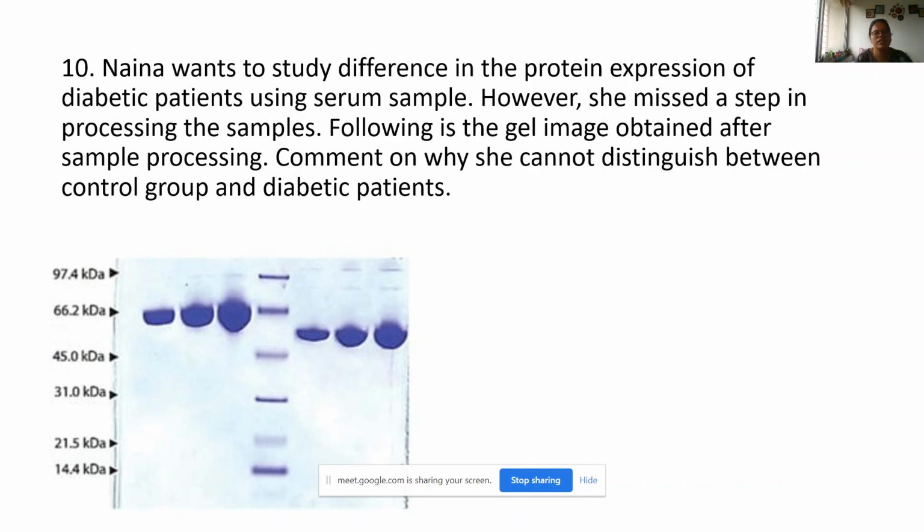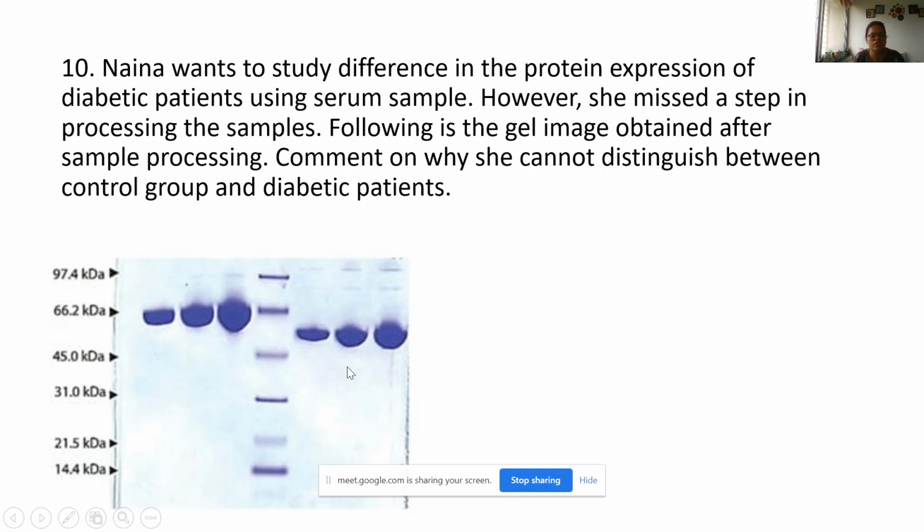So this is another question. Here, Nana wants to study the difference in protein expression of diabetic patients using serum samples. Okay, so she wants to study protein expression in the diabetic patient. She's comparing a control group versus a diabetic group and using SDS-PAGE to see what the difference is. If you see, this is the gel image of her experiment after sample processing. Comment on why she cannot distinguish between control and diabetic group.